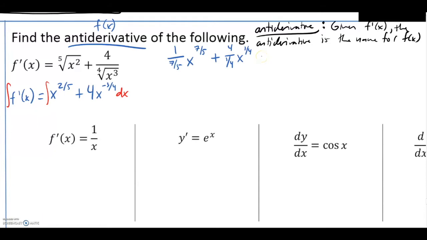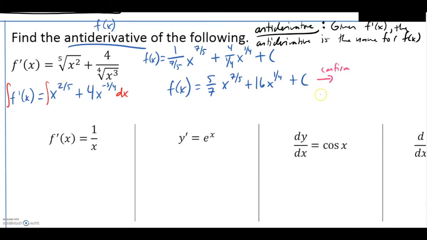The other thing is, we always have to leave open the possibility that there was a constant in the original function, because the derivative of that constant would have been 0, and it would have gone away. So we denote that with a plus c. And this is our f of x. Cleaning things up a little bit, this will actually become 5 over 7 x to the 7/5 plus 16 x to the 1/4 plus c.